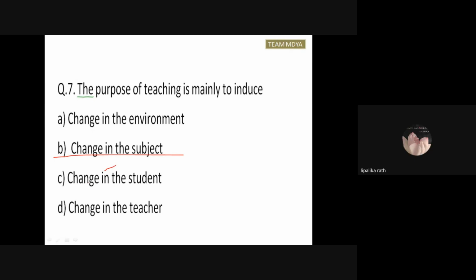C, ma'am. Yes, C option is correct. Ma'am, we studied that the subject means... what is the subject here actually? Change in the subject. For example, now you are studying teaching methods, and then no, this option is incorrect. This is not the purpose of teaching, to induce change in the subject.